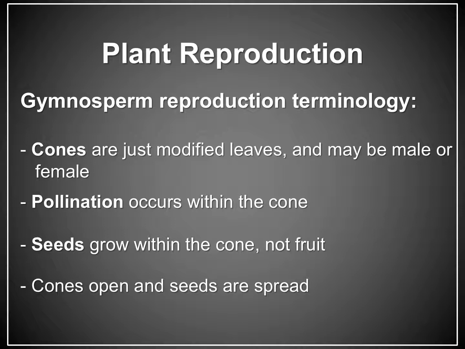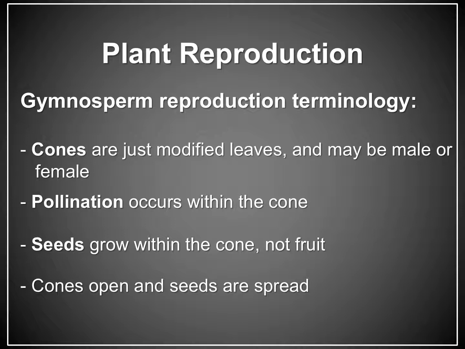In contrast to angiosperms, gymnosperms maintain reproductive organs within cones rather than flowers. Individual cones can either be male or female. Pollination occurs within the female cone, and naked seeds grow within the cone rather than surrounded by a fruit, as is the case with angiosperms.